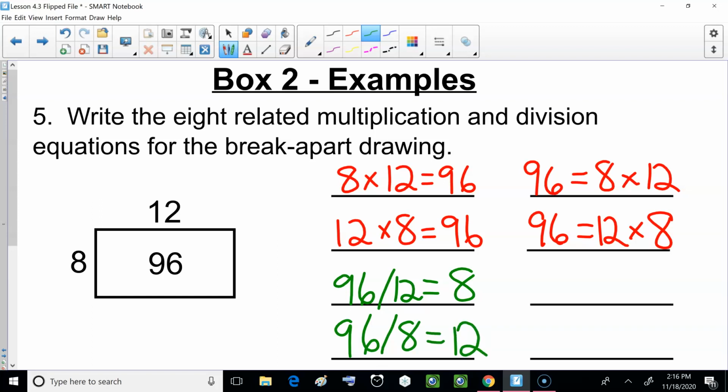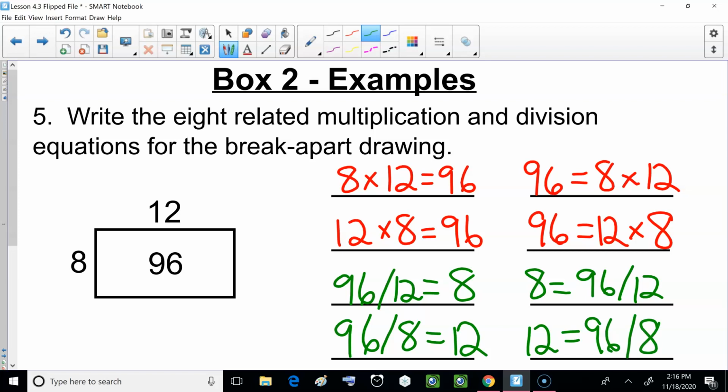We can also write them with the answer first. 8 equals 96 divided by 12. 12 equals 96 divided by 8. And those would be our 4 division problems.